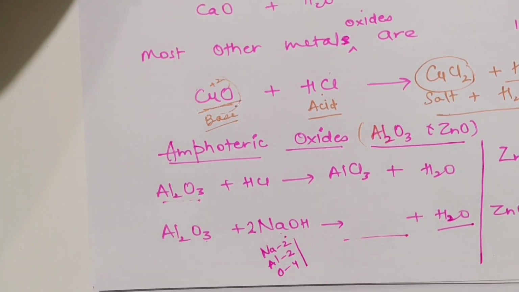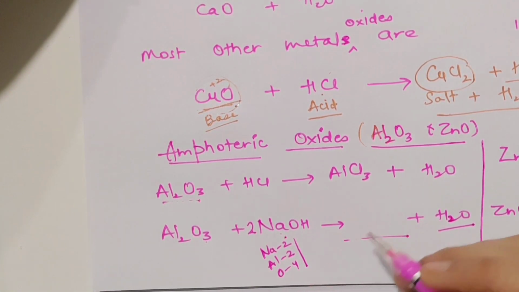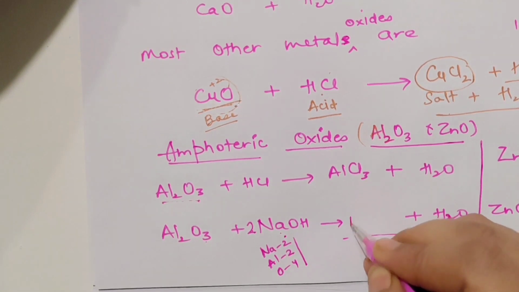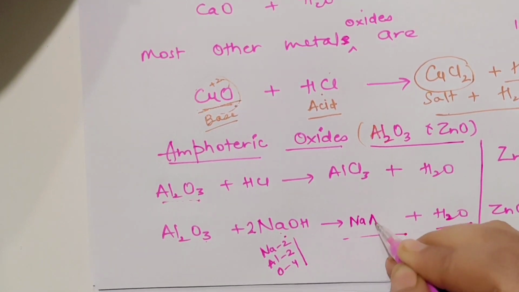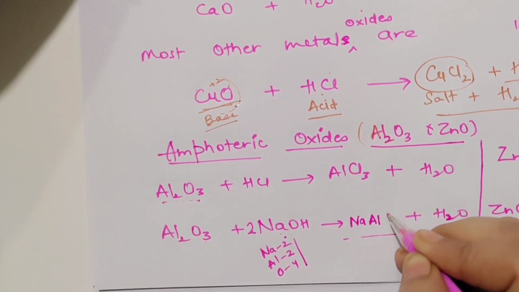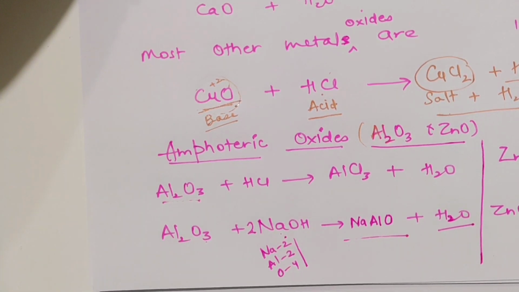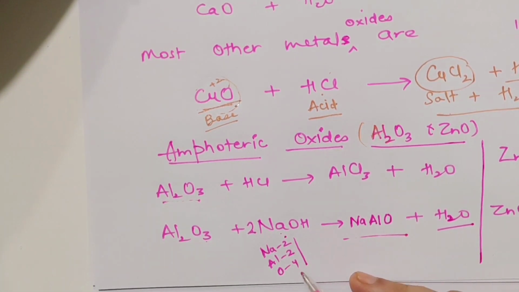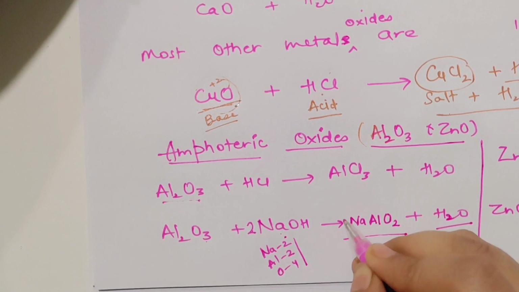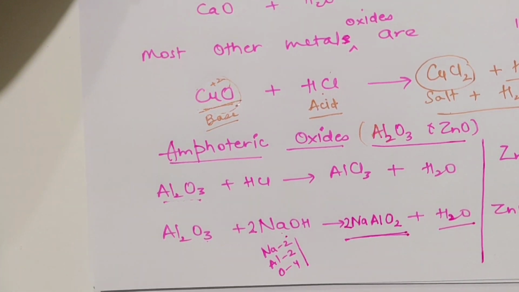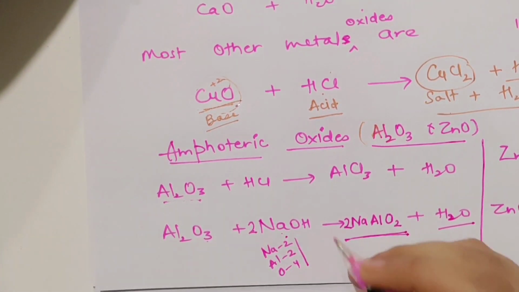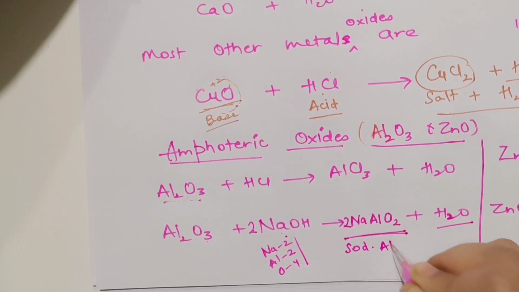Now we have to arrange these elements going from most metallic to least metallic. Out of sodium and aluminium, sodium is most metallic, aluminium is less metallic than that, and oxygen, as we all know, is a non-metal. Now 2, 2, 4. If we do it like this, it settles the formula, right? So this is sodium aluminate.